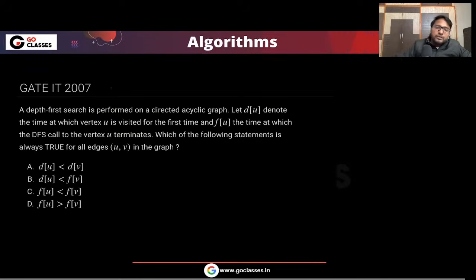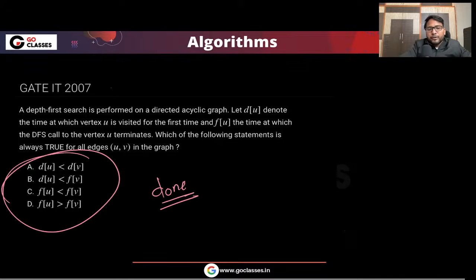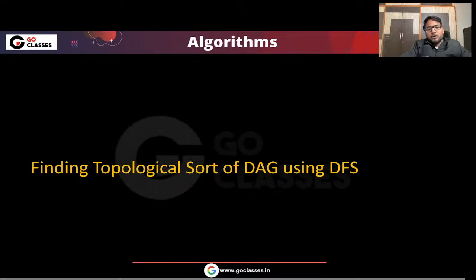Okay, so this question we have already done, right? We have already done this question. They are asking about the relationship between this thing. Now let's just see topological sort of a DAG using DFS.